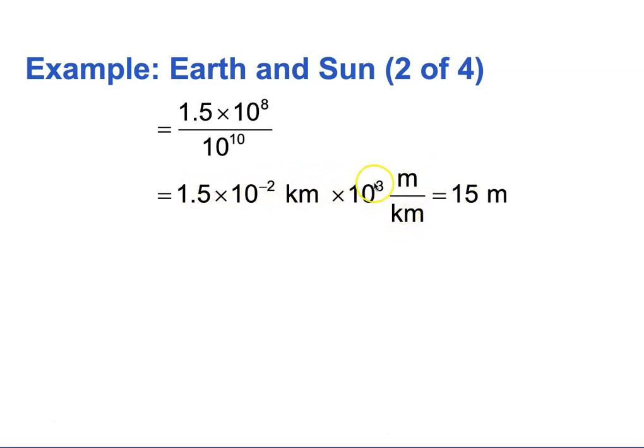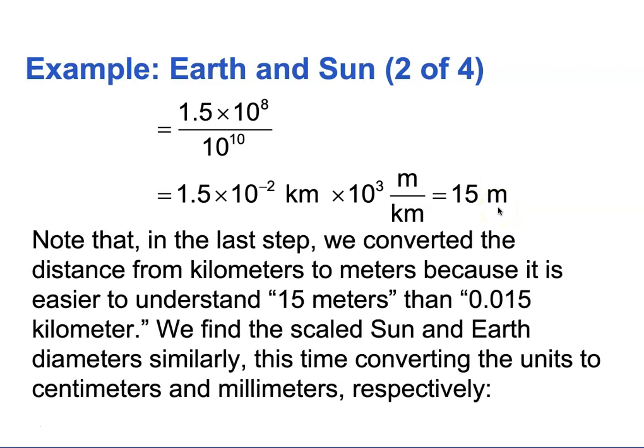Now when you multiply same bases, remember in your exponential properties, that would be negative 2 plus 3, so that would give me 1, so it would be 1.5 times 10 to the 1, and if I moved the decimal from the left over to the right, that would give me 15 meters. Note that in the last step we converted the distance from kilometers to meters because it's easier to understand 15 meters than 0.015 kilometers.